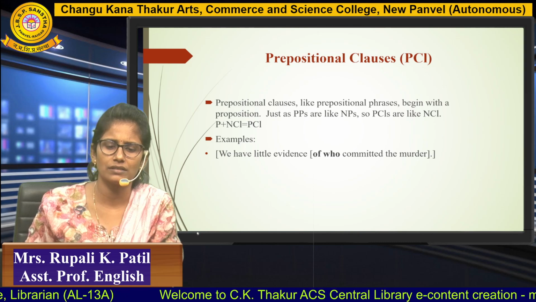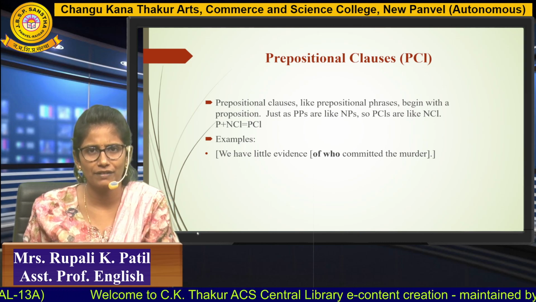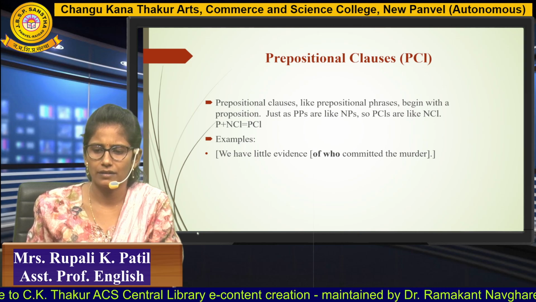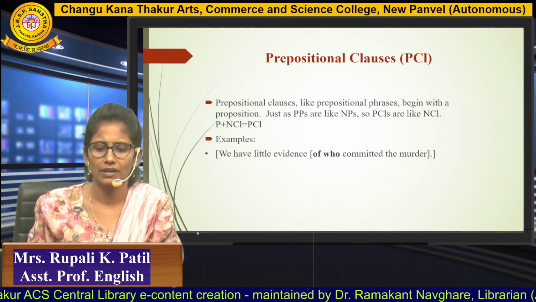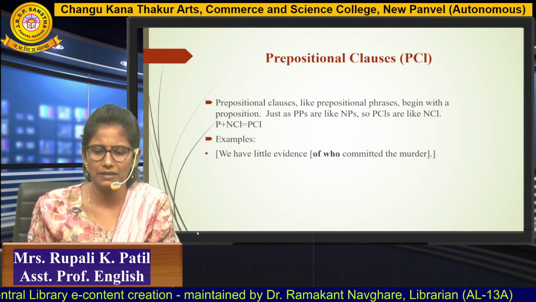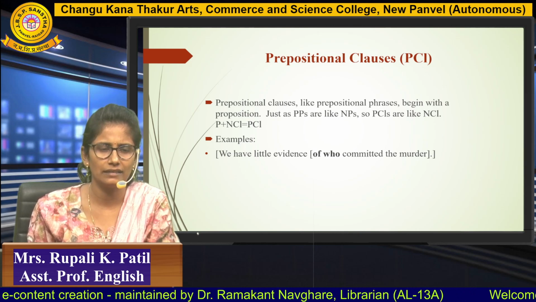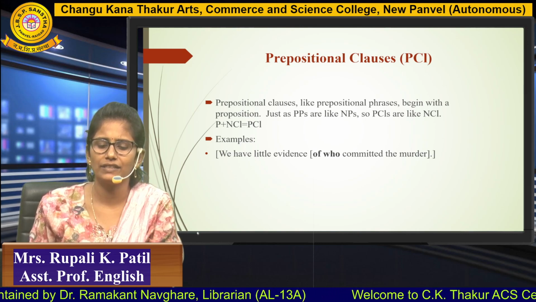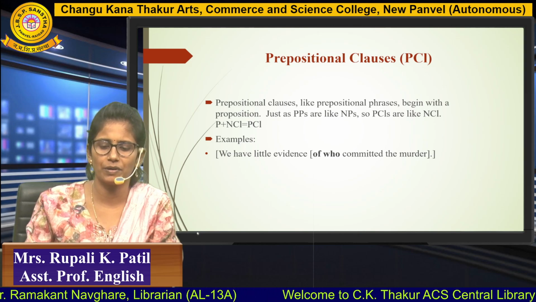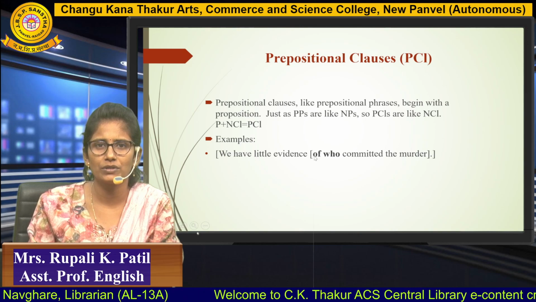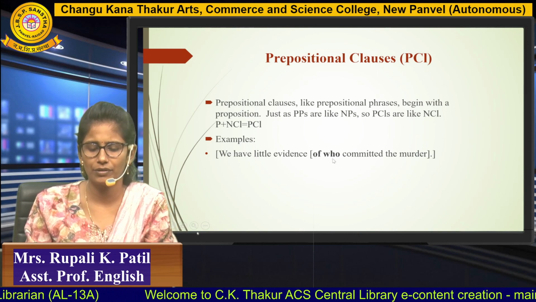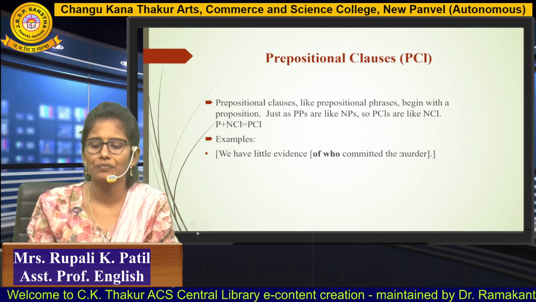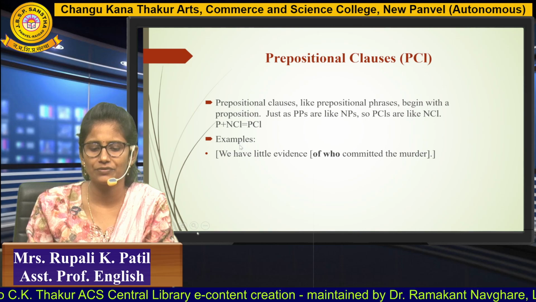Next, prepositional clauses. Prepositional clauses are like prepositional phrases. If you know prepositional phrases, a PP begins with a preposition, just as PPs are like NPs. So a PCL is a preposition plus a noun clause. Example: we have little evidence of who committed the murder. This particular PCL starts with the preposition of and continues as a WH noun clause, who committed the murder. This clause functions as a subordinate clause in the main clause, that is, we have little evidence.